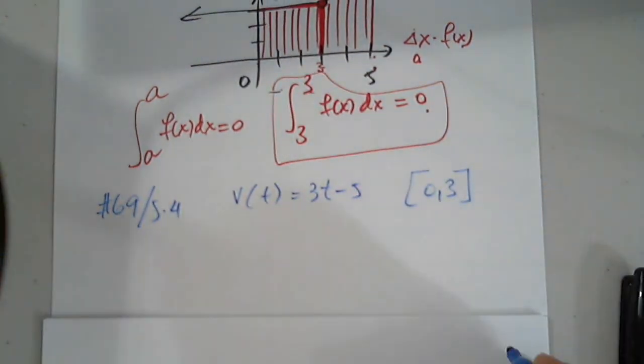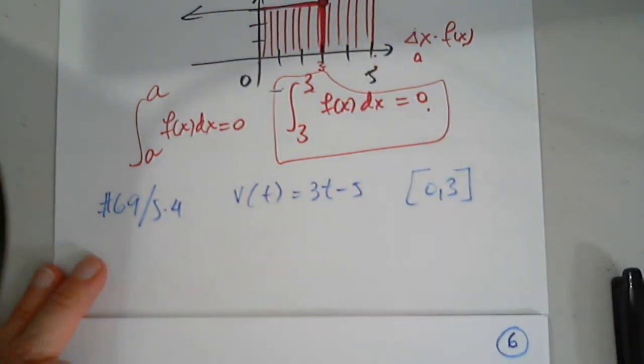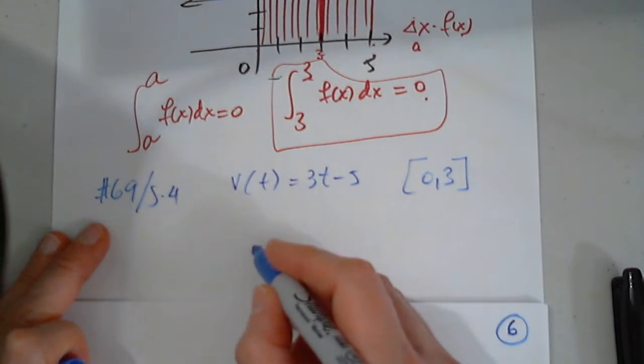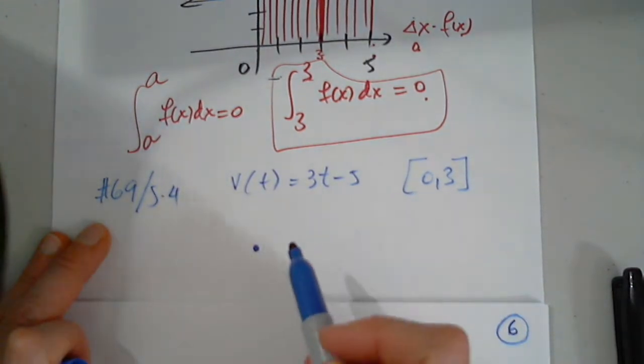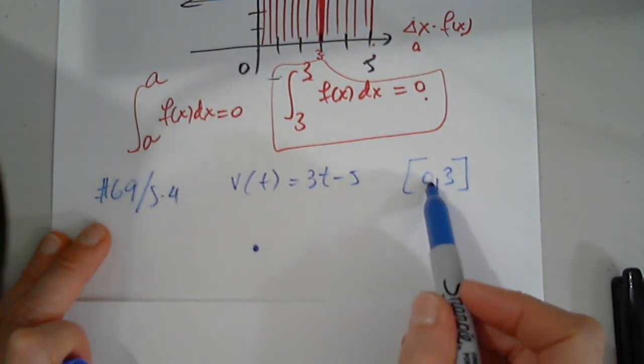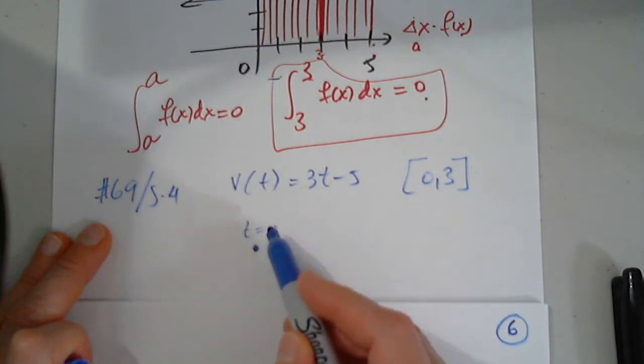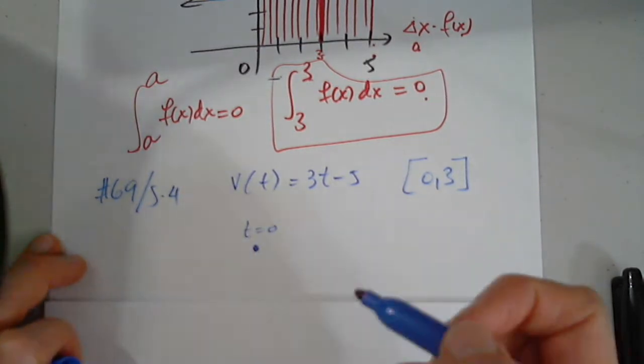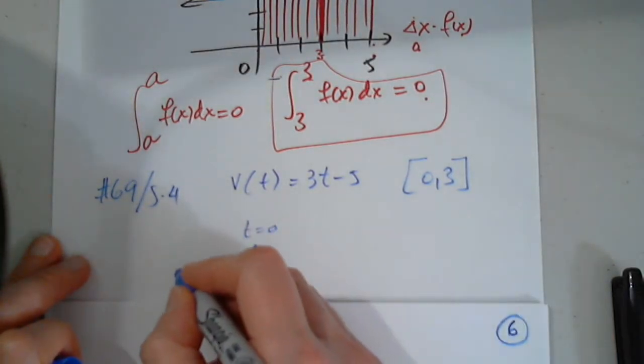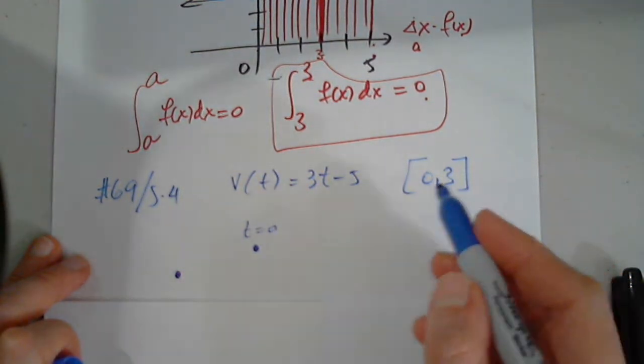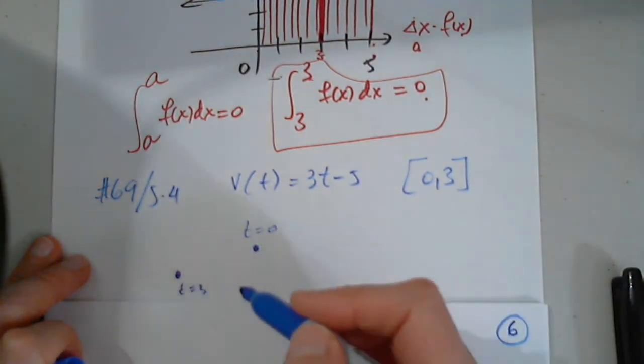So for the displacement, what does the displacement mean? So let's say a particle starts here at t equals 0, and let's say ends up here at t equals 3.